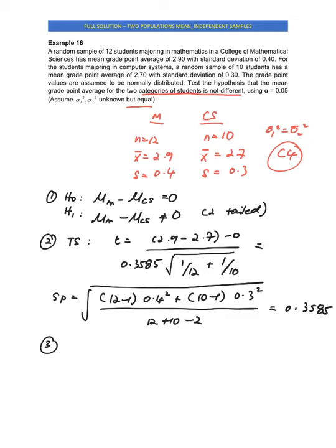Okay, step yang ketiga, critical value. So since this one is two-tail test, our critical value is plus minus t alpha over 2, n1 plus n2 minus 2, 12 plus 10 minus 2. So kita akan dapat plus minus t, berapa alpha kita 0.05, so this one is 0.025. 12 tambah 10 tolak 2, 20. Okay, so the value is equivalent plus minus 2.086.